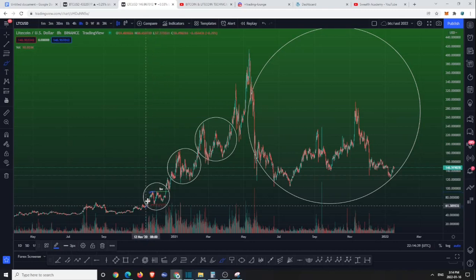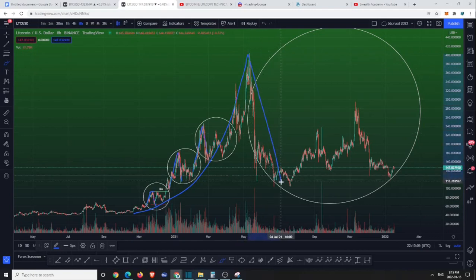Our first one, we had a nice rally followed by a pullback. Same thing with our second fractal. Rally followed by pullback. Third fractal, rally followed by a pullback. And our most recent fractal, I know this is going to look quite scary, but here we go. This is our rally followed by a pullback.